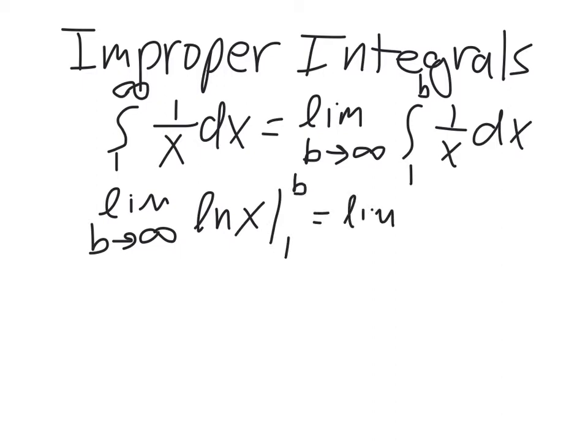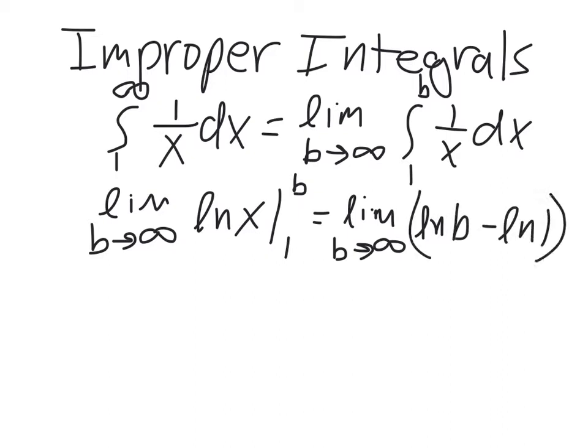Then we have this nice little limit at the end of the natural log of b minus the natural log of 1. And natural log of 1 is what? 0. So the focus here is natural log of b as b approaches infinity. What can we say about that? Okay, that will go off to infinity. So we say this improper integral diverges.